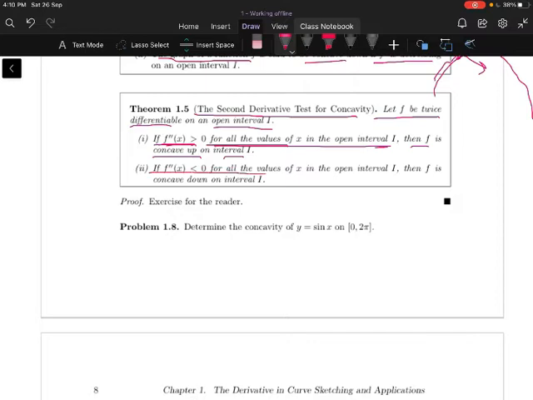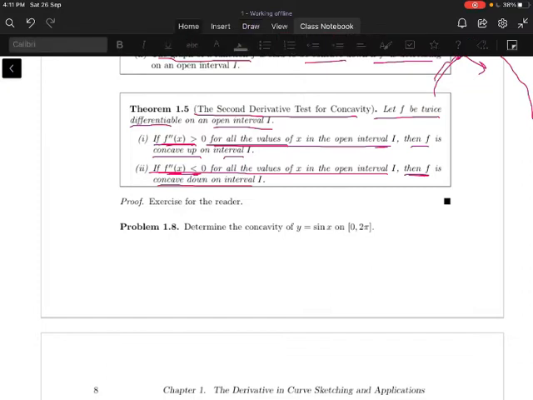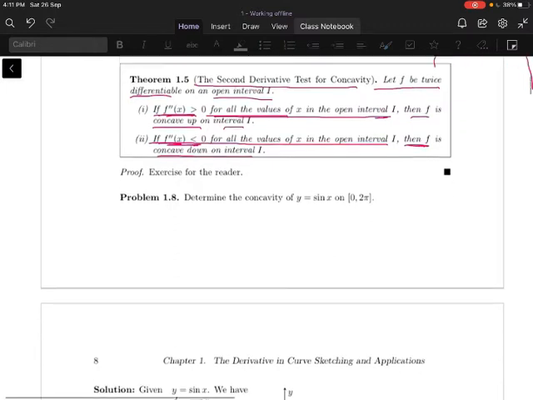Suppose f double dash of x is negative for all values of x in the open interval I, then f is concave down on the interval I. When do you say the curve f is concave down? If f double dash of x is negative. Let us take the problem.